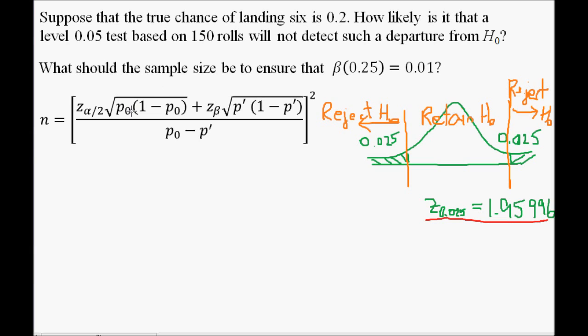For this problem, we have z of alpha over 2, which we found before, 1.95996. We also need z of beta, for beta equal to 0.01, and p naught and p prime. So the information we need is in the problem. Our z of alpha over 2 is already given. Z of beta we'll figure out, where beta is equal to 0.01. Our p naught is equal to 1/6. And our p prime is equal to the new hypothesized proportion, which is 1/4. So now it's a matter of plugging into a calculator or Excel and being careful not to make a mistake.